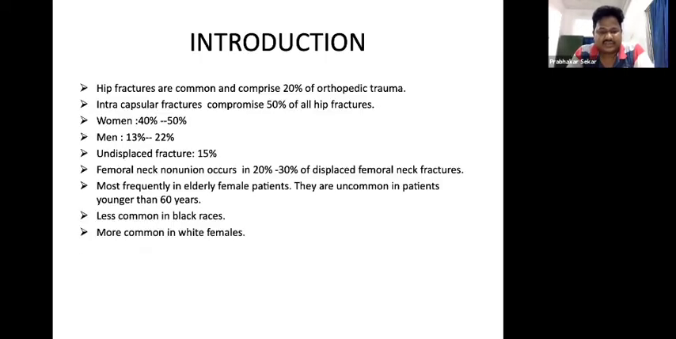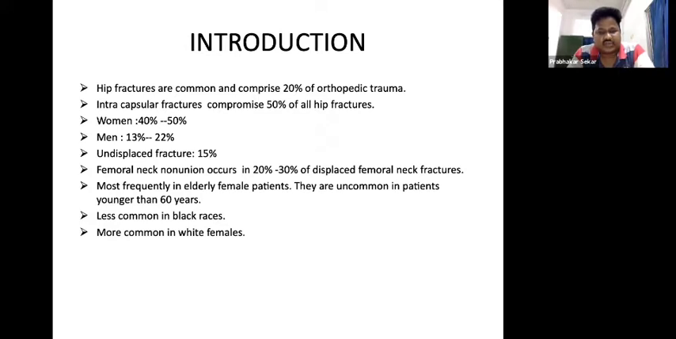Coming to the introduction, basically hip fractures are common and comprise 20% of orthopedic trauma. It may be an intracapsular or extracapsular. Intracapsular comprise 50% of all hip fractures, and women usually outnumber the men. The undisplaced fracture contributes 15%. Out of displaced femoral neck fractures, the fracture which goes for non-union is 20 to 30%.